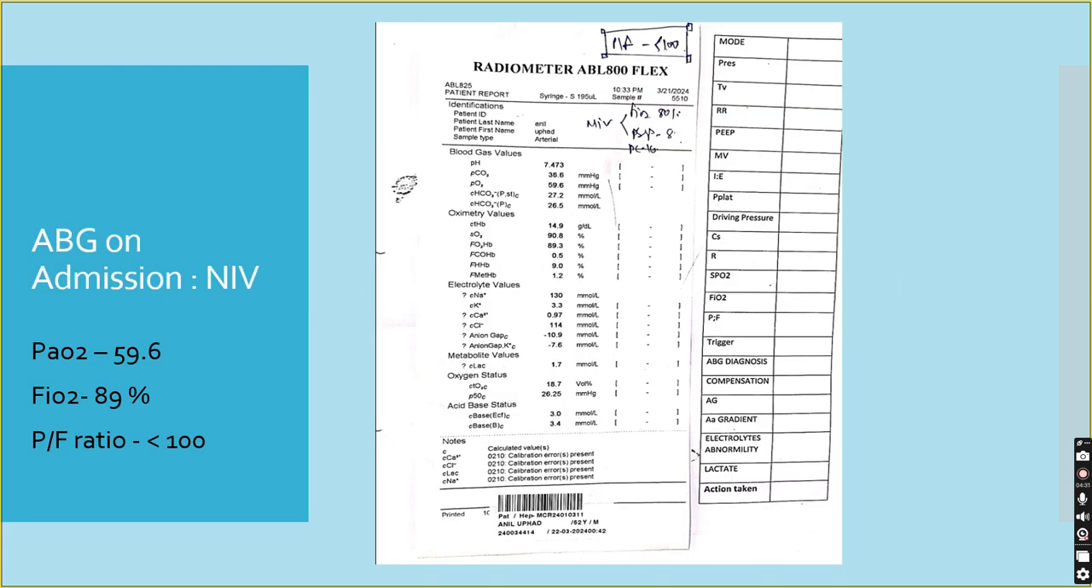So, CAP H1N1 with ARDS. This is the ABG on NIV. If you see, he was quite hypoxic in spite of 80% FiO2 on NIV with a PEEP of almost 8 to 10. And if you calculate the PF ratio, PaO2 to FiO2 ratio is less than 100. So it comes to a very severe kind of hypoxic respiratory failure.